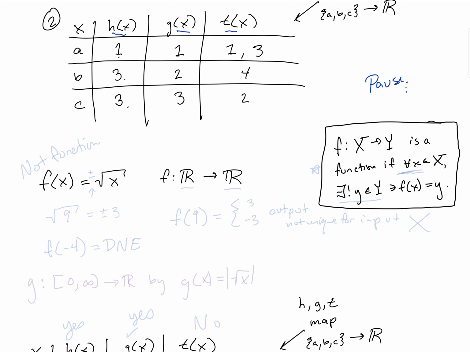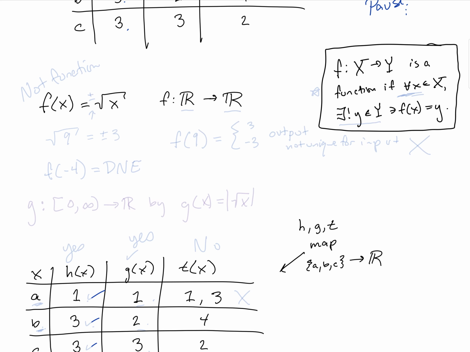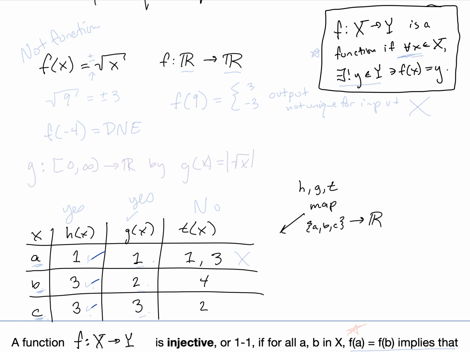Okay, so f of x is square root of x, mapping the real numbers to the real numbers. Here on the side is just our definition written in shorthand mathematics. So again, f mapping x to y is a function if for every x in the set x, there is a unique (that exclamation point means unique) y in y such that f of x equals y. So is that true in this case?